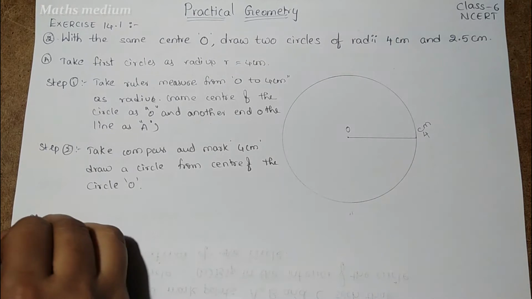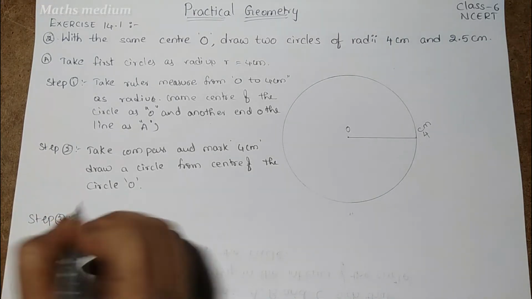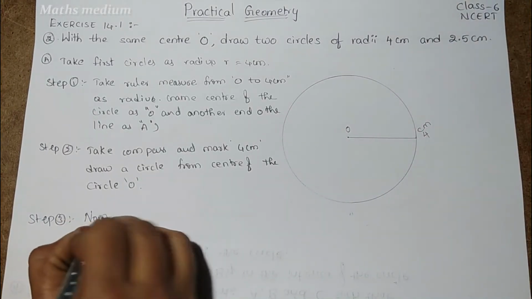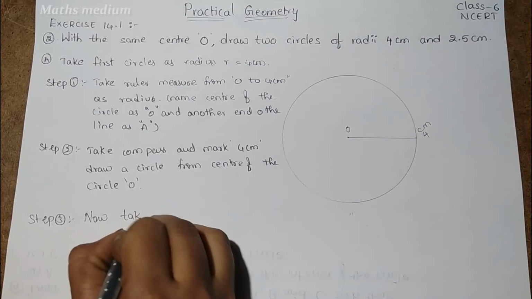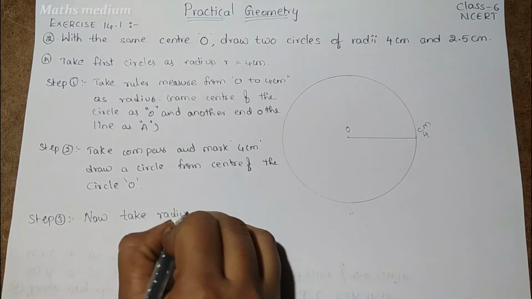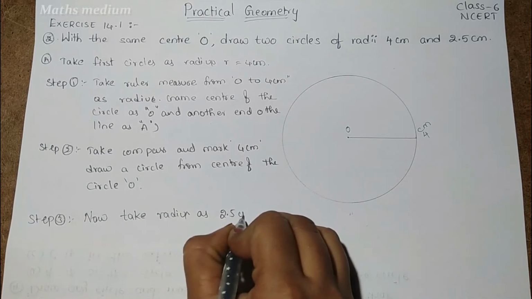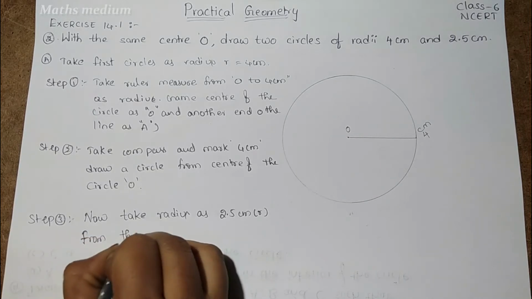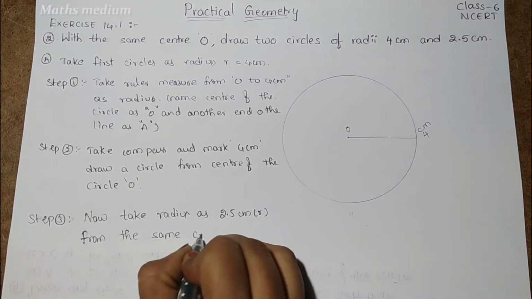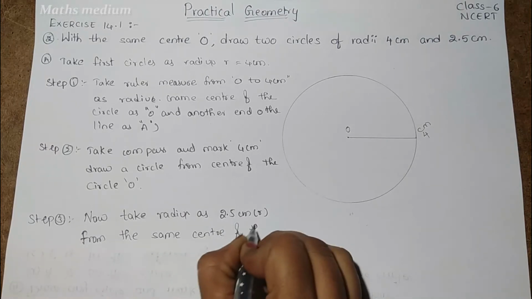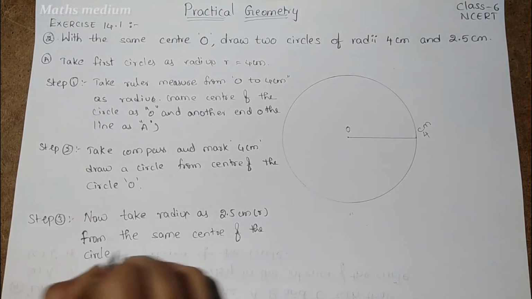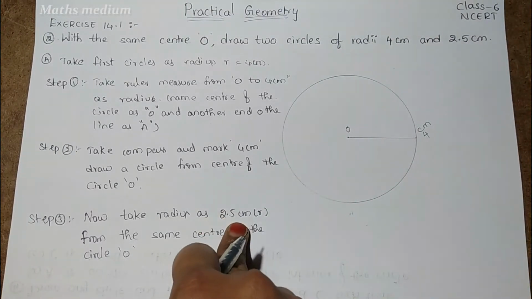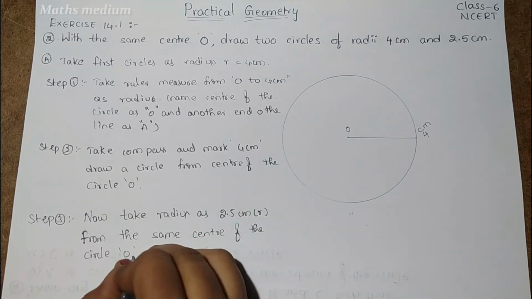Now this is the 4 centimeter circle. This is completed. Step 3, I am going to draw another circle with 2.5 centimeters. Take the radius as 2.5 centimeters, that is r, from the same center of the circle O. So from the same center of the circle O, we have to take 2.5 centimeters as the radius and now make the circle.